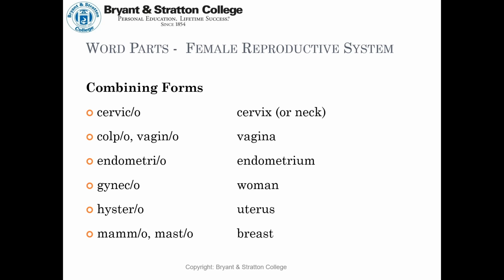We can also talk about something like myometrium. If you think back to the CV system, the endocardium, the myocardium. So myometrium would be the muscular layer of the uterus.